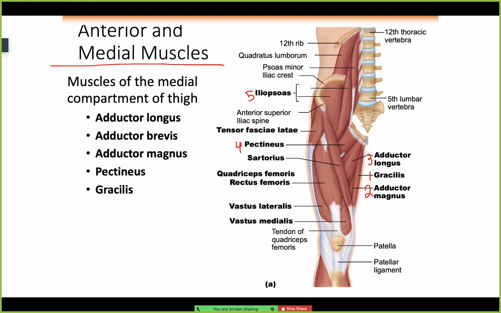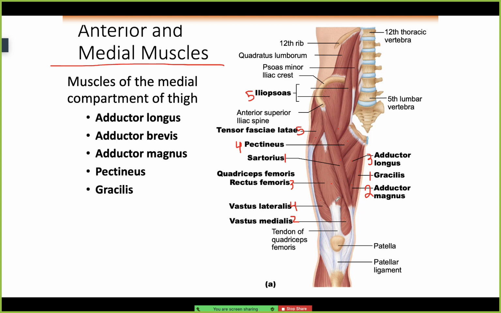And then again from medial to lateral, I'm going to just number these one more time. Sartorius is this one. Then I would jump to vastus medialis, then rectus femoris, then vastus lateralis, and the most lateral one, tensor fasciae latae. So 1, 2, 3, 4, 5. Those will give you the 10 major superficial muscles on the anterior femoral region.